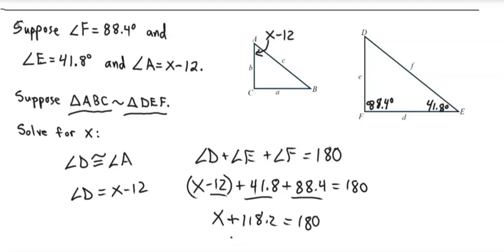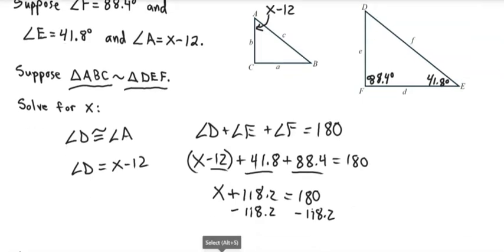Well, we know how to solve now. We just need to add the inverse, negative 118.2, to both sides. This cancels. And so we have x is equal to 180 minus 118.2, which is 61.8. So x is equal to 61.8.